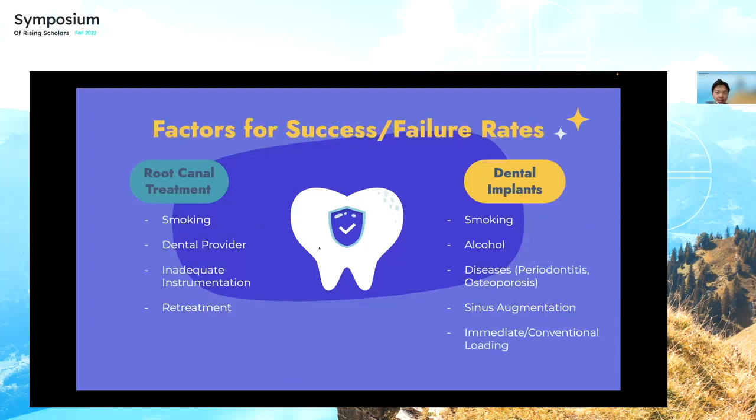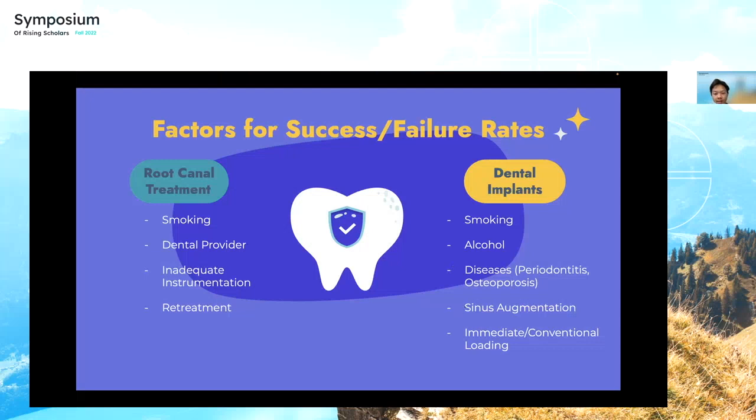For factors for success, root canal treatment included smoking, the dental provider, and inadequate instrumentation. Although these were factors, they were not as significant as retreatment, which I will go into, but they were still minor changes because they were pretty rare. For dental implants, smoking, alcohol, and diseases were also factors, and there was clear success, and there were reasons for failure.